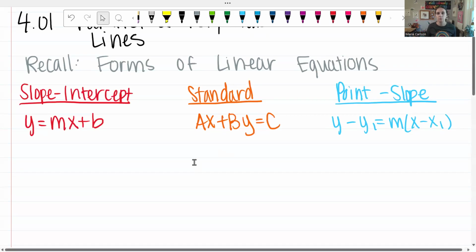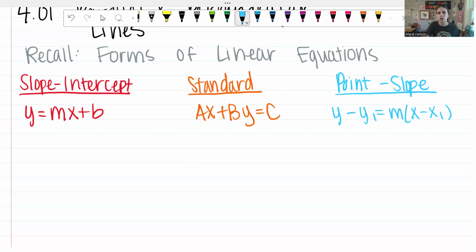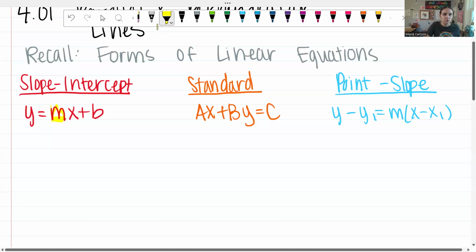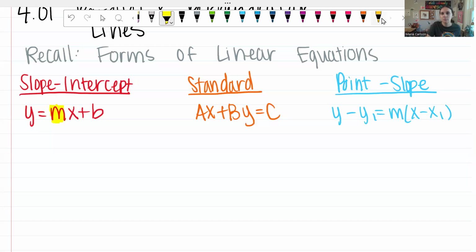All right, let's talk about the important pieces of each of these forms. We're going to start with slope-intercept. So slope-intercept is important because it tells us the slope, which is m. So m is our slope. And remember, this is our rise over our run. Your rise tells you how you are moving up and down, how your y values are changing, and your run tells you how you are moving left to right. You're going to go up if your rise is positive, and down if your rise is negative, excuse me.